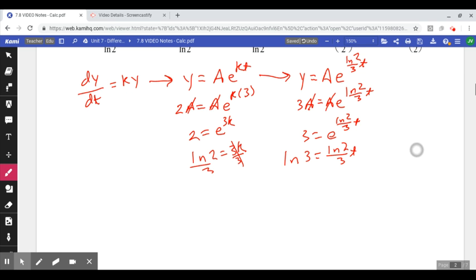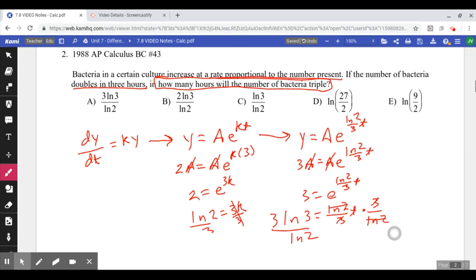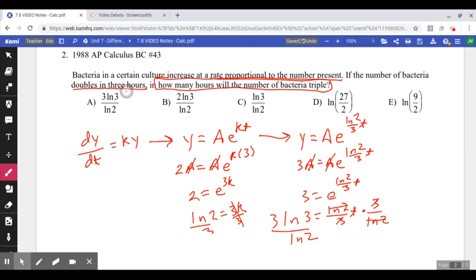The next thing we're going to do is multiply by the reciprocal on each side of that natural log of 2 over 3. So that's 3 over the natural log of 2. And the natural log of 2 will cancel, and the 3 will cancel, leaving us with t being 3 times the natural log of 3 over 2, which is choice A.